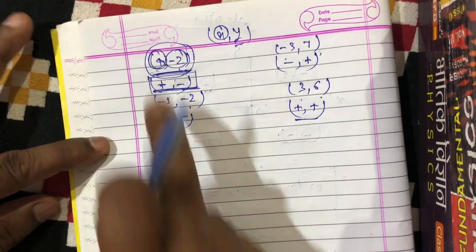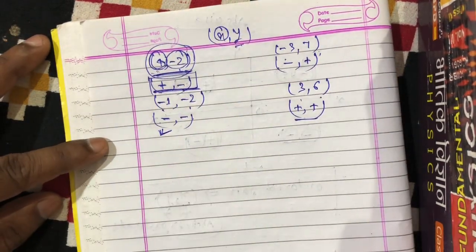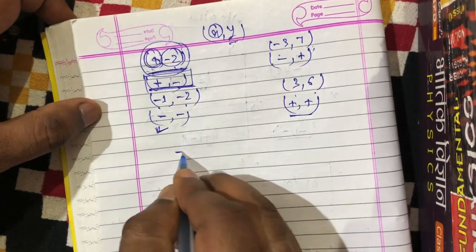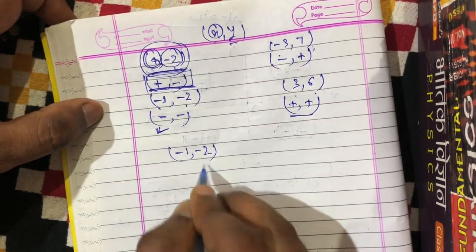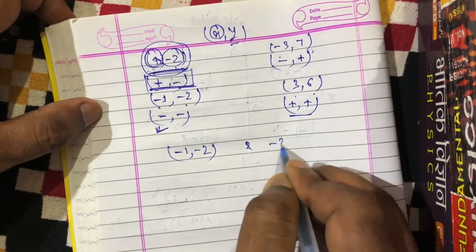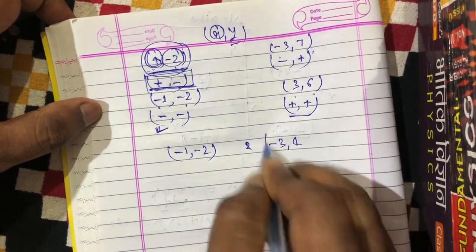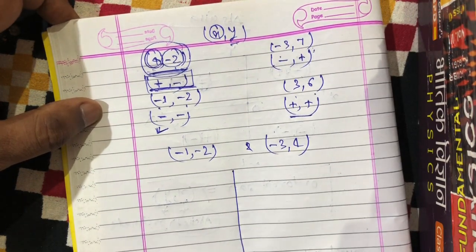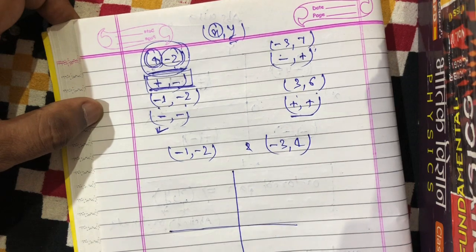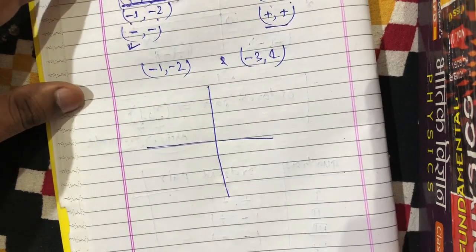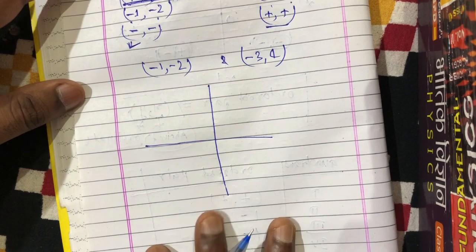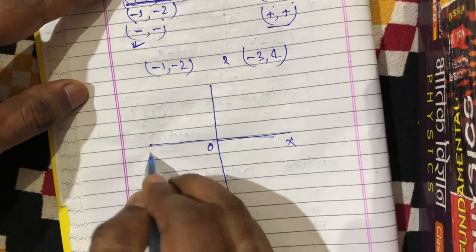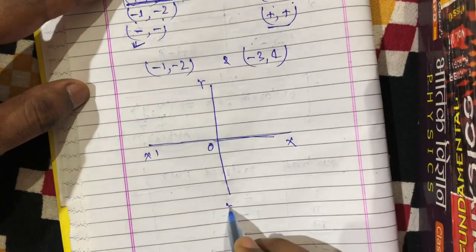Okay, now we have learned how to know the quadrant of a point. Now let's try to represent these 2 points, (-1, -2) and (-3, 4), on the coordinate axis. Again, I am telling you that I am using this copy as a reference. You should represent these points on a graph paper. Okay, this is the origin, this is x, x dash, y, y dash.